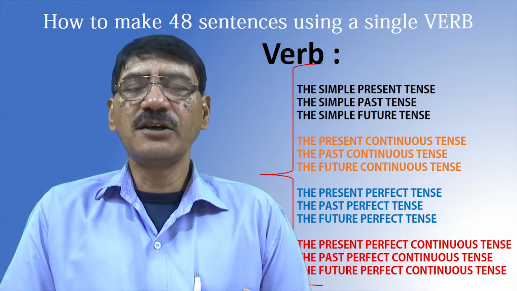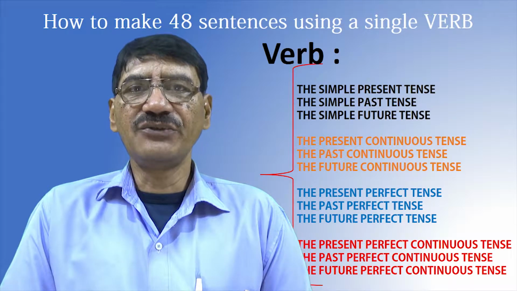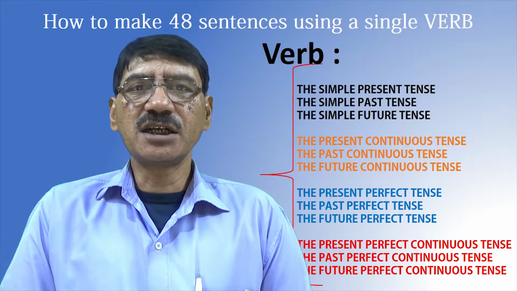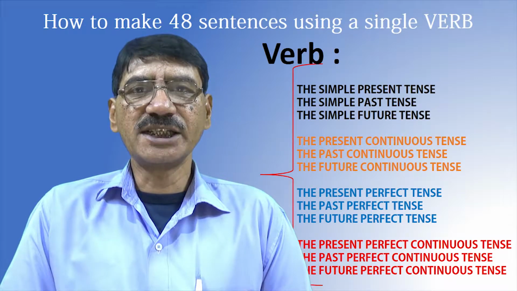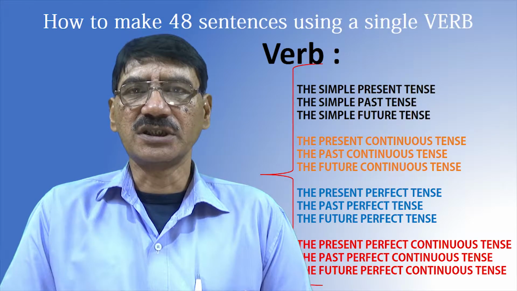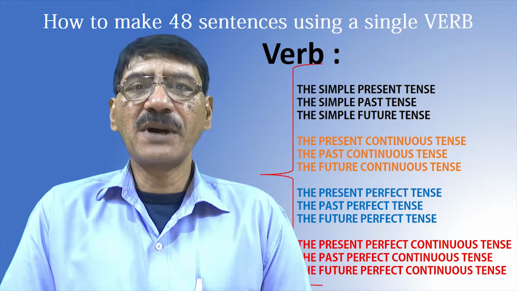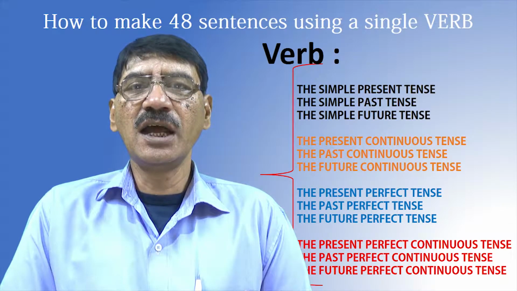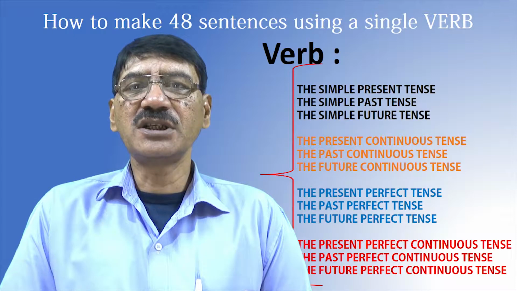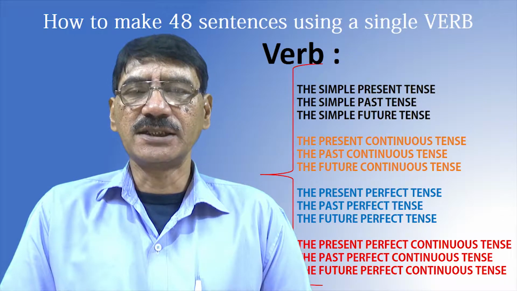Which are the tenses? The simple present tense, the simple past tense, the simple future tense. The present continuous tense, the past continuous tense, the future continuous tense. The present perfect tense, the past perfect tense, the future perfect tense. The present perfect continuous tense, the past perfect continuous tense, and the future perfect continuous tense. In all, we have 12 tenses.